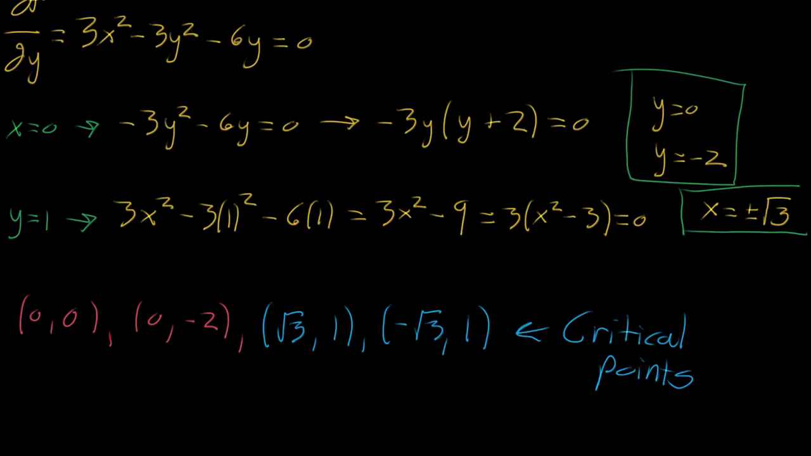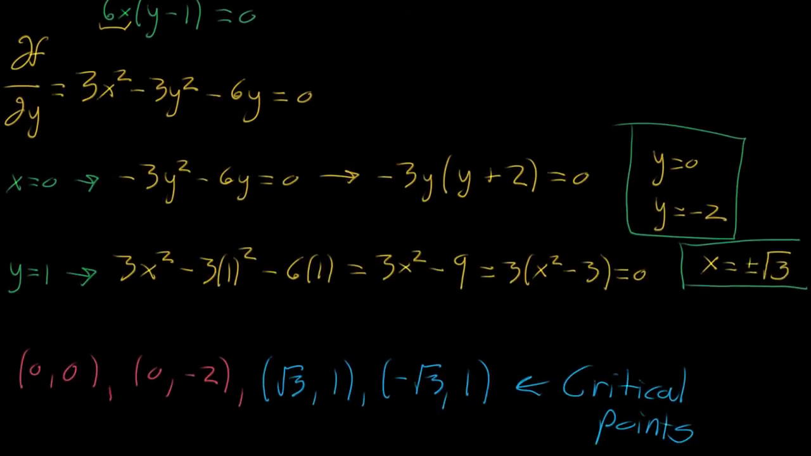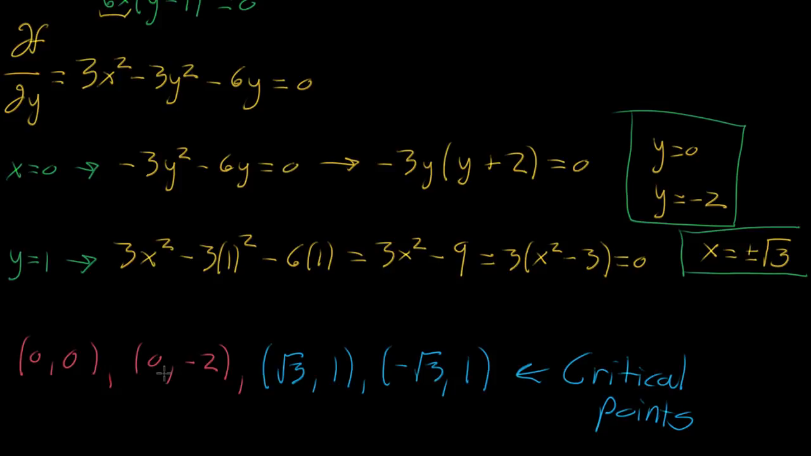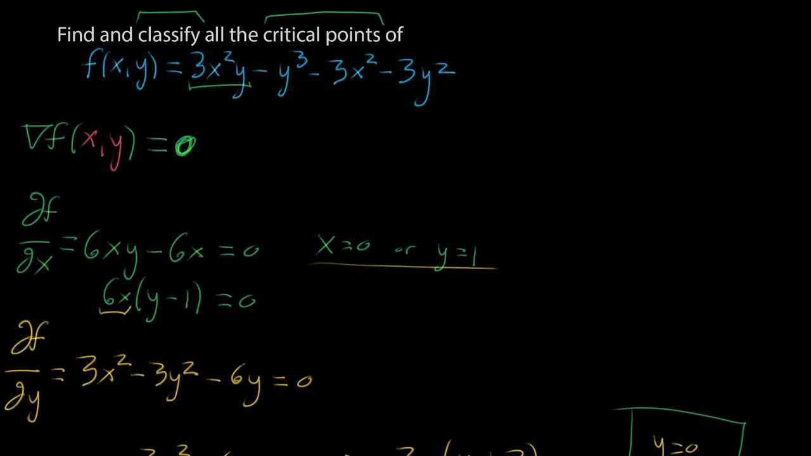In the last video, we were given a multivariable function and asked to find and classify all of its critical points. So critical points just means finding where the gradient is equal to 0. And we found 4 different points for that. I have them down here. They were (0, 0), (0, -2), (square root of 3, 1), and (negative square root of 3, 1). So then, the next step is to classify those.